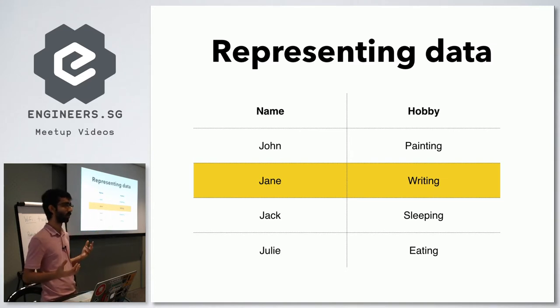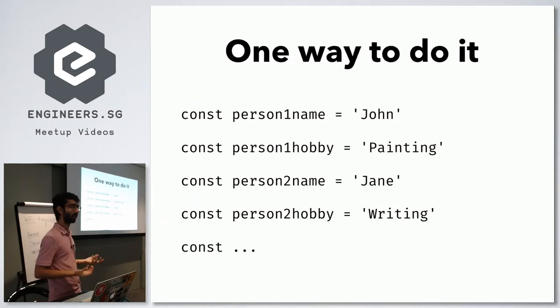Right? How could you take this data and write it in JavaScript in your program? So one way of doing that is the very manual way. For every type of data, you create a new variable. So person one name is John. Person one hobby is painting. Person two name is Jane. Person two hobby is writing.